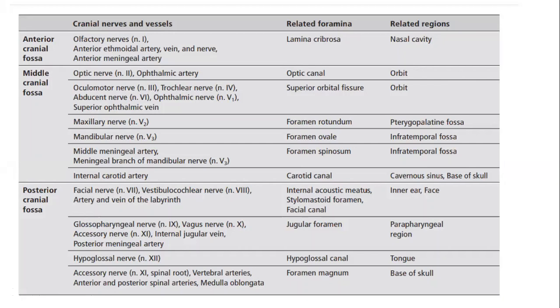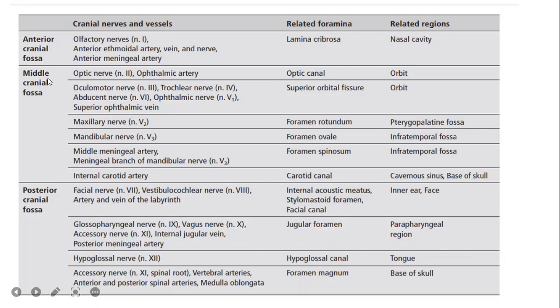This is a summary table showing those nerves and neurovascular elements. As I said, in the anterior cranial fossa we have the olfactory nerve, which is nerve number 1, the anterior ethmoidal artery, vein and nerve, and the anterior meningeal artery. All of them can be found within the anterior cranial fossa. Then we have the related foramina, which is the lamina cribrosa, and finally the related region is the nasal cavity.